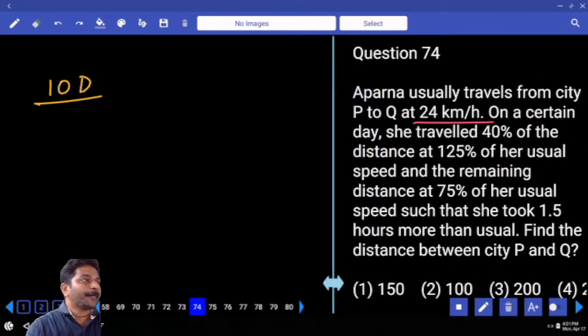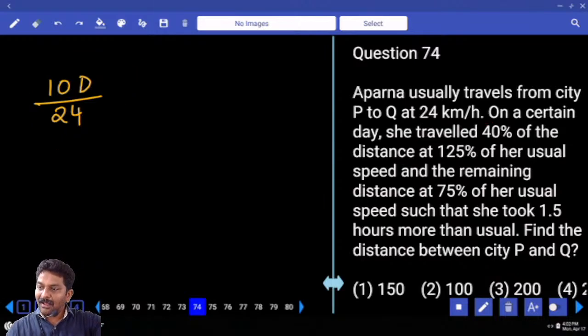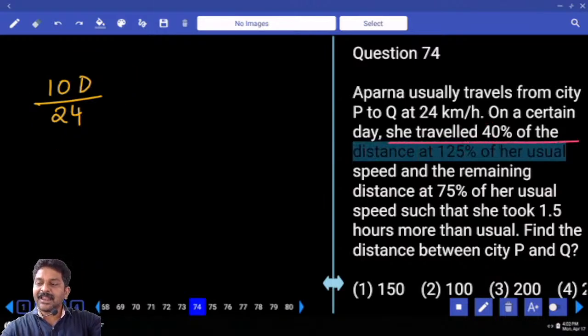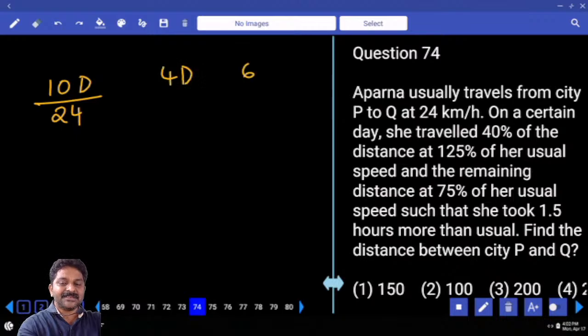Usual speed is 24 kilometer per hour. The time that it usually takes to reach the destination is 10D, the total distance, by the speed 24. This is the actual time. Correct? Now continue reading. On a certain day, she traveled 40% of the distance, 4D. Remaining distance 6D. What happened?